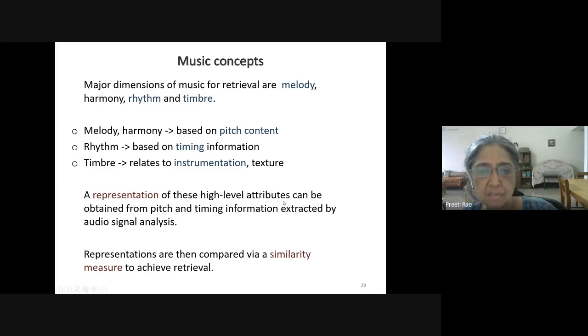So representation of these high level attributes can be obtained from the pitch and timing information extracted by audio signal analysis. Okay, so once we get to that level of the high level attributes of music, then we can compare, correct, whether two songs are similar. How similar is the tune, for example? How similar is the melody? How similar is the rhythm? Or how similar is the tempo?